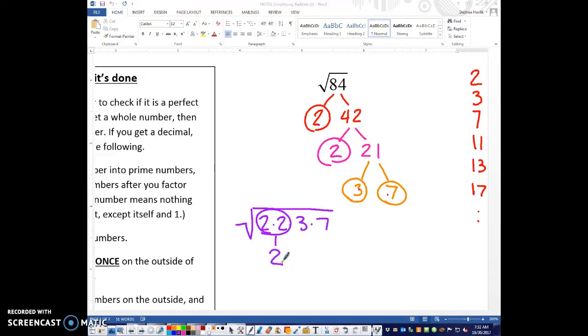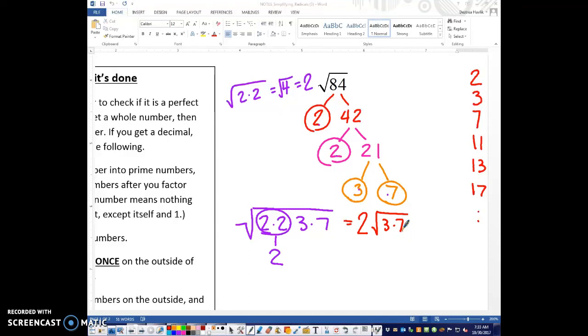Okay? Because 2 times 2 is what? 4. And the square root of 4 is 2. So that's why the 2 times 2 we can pull out as a 2. All right? So now we have 2 on the outside, right? Because we pulled that 2 out. Square root of 3 times 7.